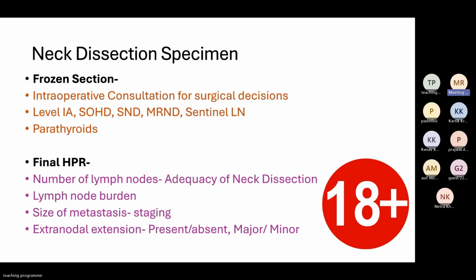Then the size of the metastasis within the lymph node. So we microscopically measure the size of metastasis in the lymph node. In the AJCC staging system, the size of the lymph node is the size of the metastasis, in fact. Then an important thing is the extranodal extension, whether it's present or absent, and what is the extent.